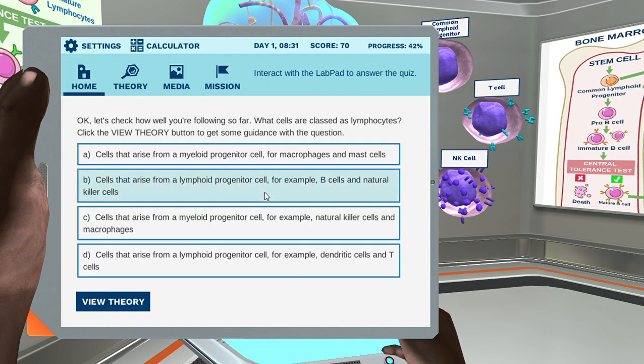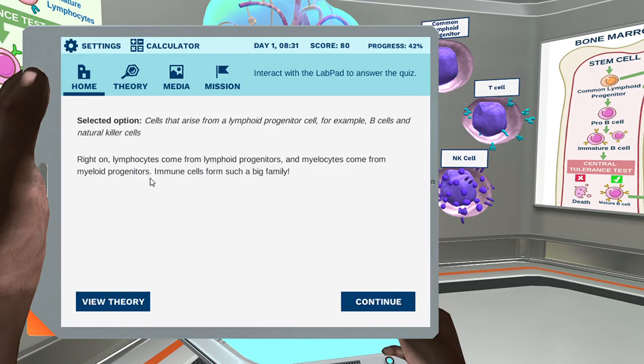Okay, let's check how well you're following so far. What cells are classed as lymphocytes? Click the View Theory button to get some guidance with the question. Option A, cells that arise from a myeloid progenitor cell, for macrophages and mast cells. Right on. Lymphocytes come from lymphoid progenitors, and myelocytes come from myeloid progenitors.